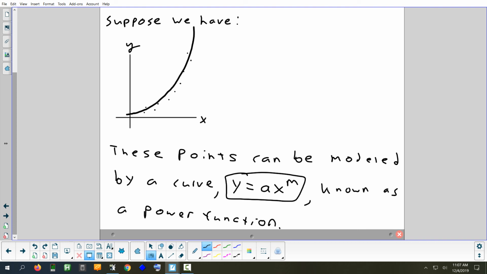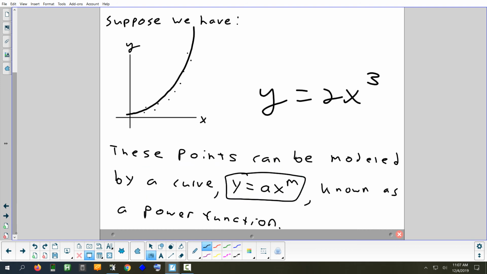Okay, we're going to find what's called a power function. A power function can look something like this. That's an example of a power function. It's a single term. There's two things you have to find in the power function: you have to find A, and you have to find M.